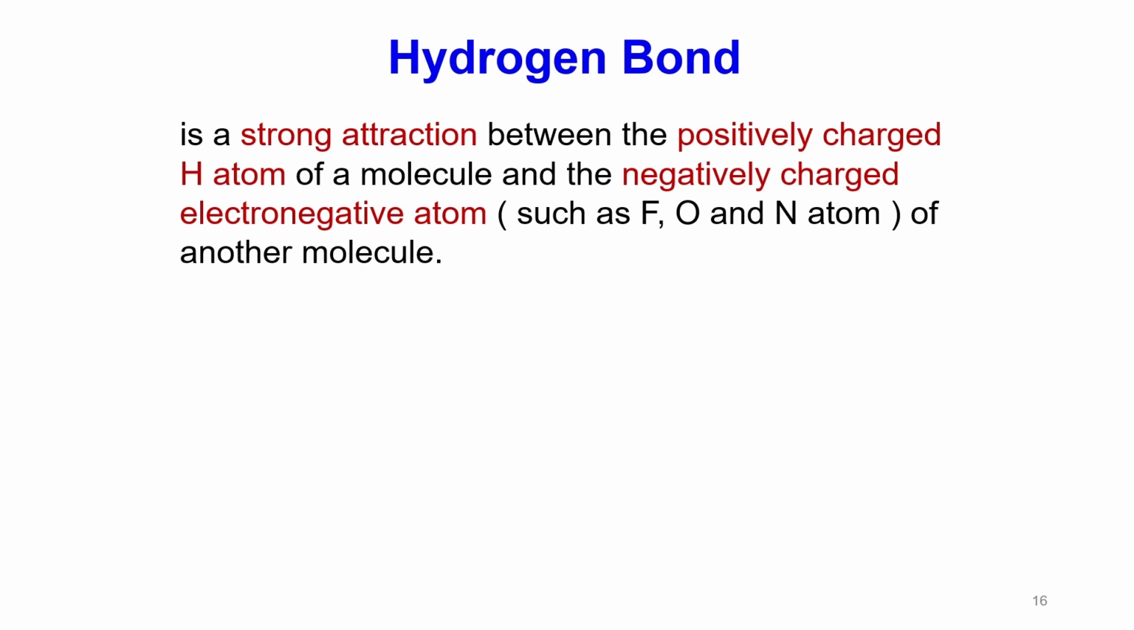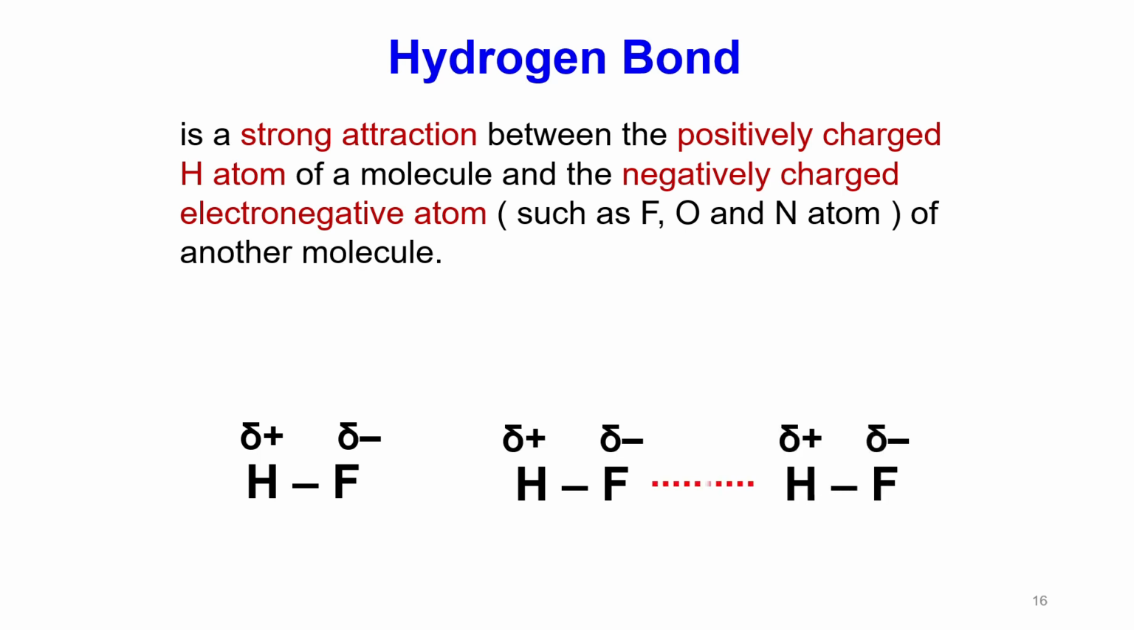Hydrogen bond is a strong attraction between the positively charged hydrogen atom of a molecule and a negatively charged electronegative atom such as fluorine, oxygen and nitrogen of the other molecule. Jadi hydrogen bond ini dia cuma wujud di antara hydrogen dengan these three atoms, which is FON: fluorine, oxygen, nitrogen. Jadi kalau hydrogen fluoride, dia boleh wujud hydrogen bonding, di antara satu molekul hydrogen fluoride and another molecule of hydrogen fluoride. This is the positively charged hydrogen atom and this is partially negative. So partially positive and partially negative, dia ada daya hydrogen bond.